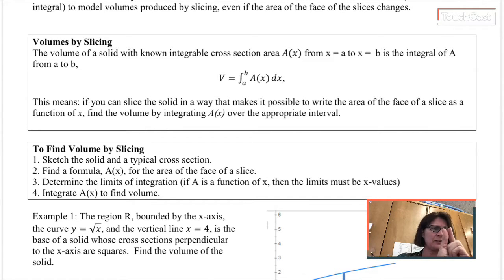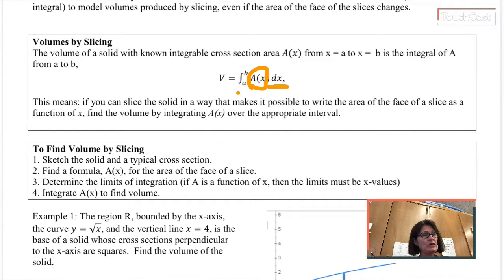Then the thickness of each slice is a small change in x. We're going to imagine integrating with respect to x, and the volume of that slice is going to be that thickness, that small change in x, times the area of the face. So if I want a volume from x equals a to x equals b, I can write this integral. I'm going to integrate from a to b the area of the face times the thickness of each slice. This is going to be my strategy.